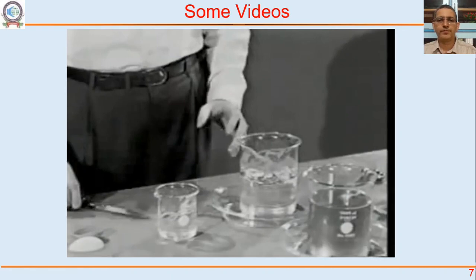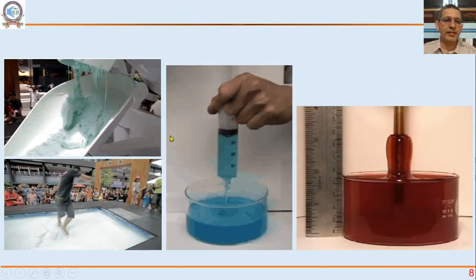Let's go forward. We had seen this, people walking on this liquid. Now that is a dilatant kind of fluid. You can see it has so much solid content. It's as if like a paste it is falling. It is not falling like a liquid. It is falling like a paste.